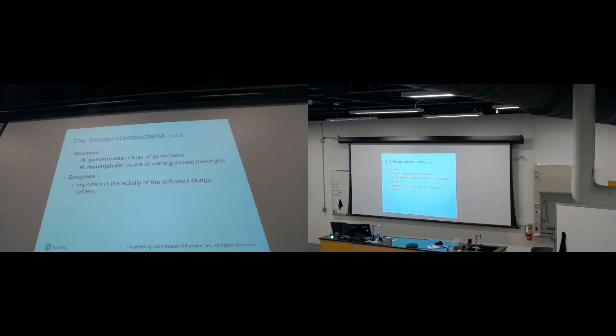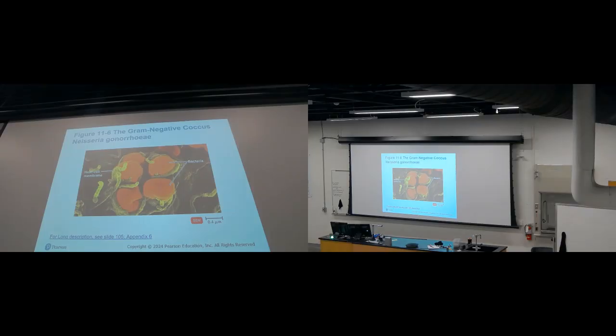So Zoogloea is important in the activity of the activated sludge system in sewage treatment plants. So they add these bacteria to start breaking down organic molecules within this sludge. So here we have this Neisseria gonorrhoeae. It's a diplococcus. It is being endocytosed by a host cell.